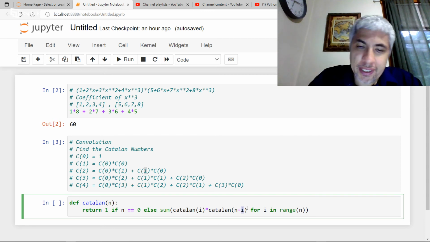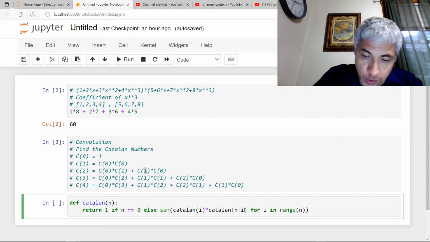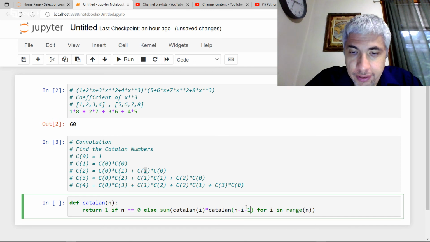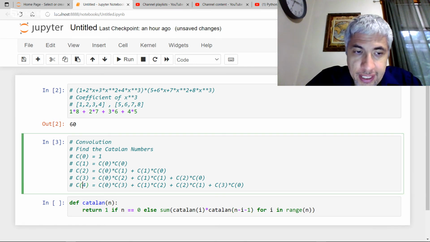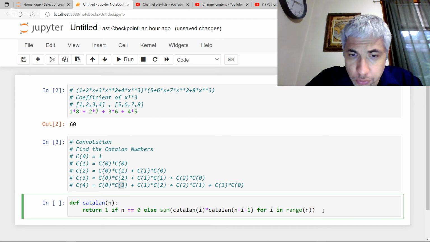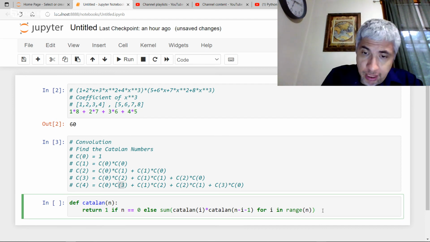So what I really want this to be is 1 less than what it is. So I'll just put a little minus 1 there. And then this doesn't use the Catalan number we're finding. In order to find the Catalan number, it uses 1 less. Well, I should be pointing here. So this should work. Maybe, maybe not. Let's see.